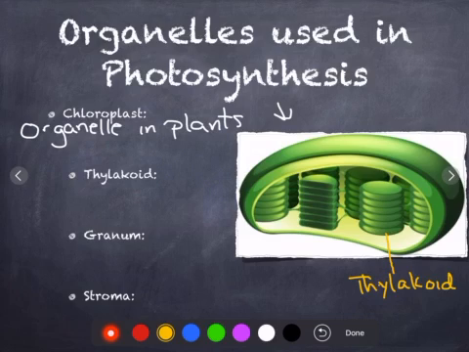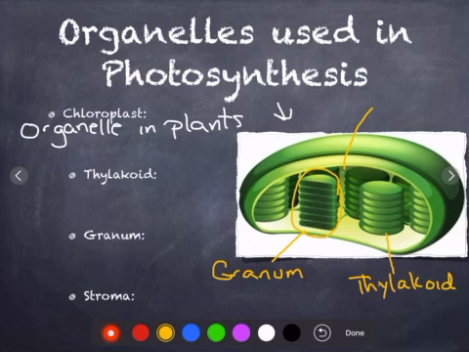Now the granum, I always say grandma makes the stack of pancakes. So the granum is the stack of thylakoids. And the stroma is a little bit different. The stroma is the liquid inside of the chloroplast. And that is where the dark reaction occurs. So we have the granum, thylakoid, and stroma.